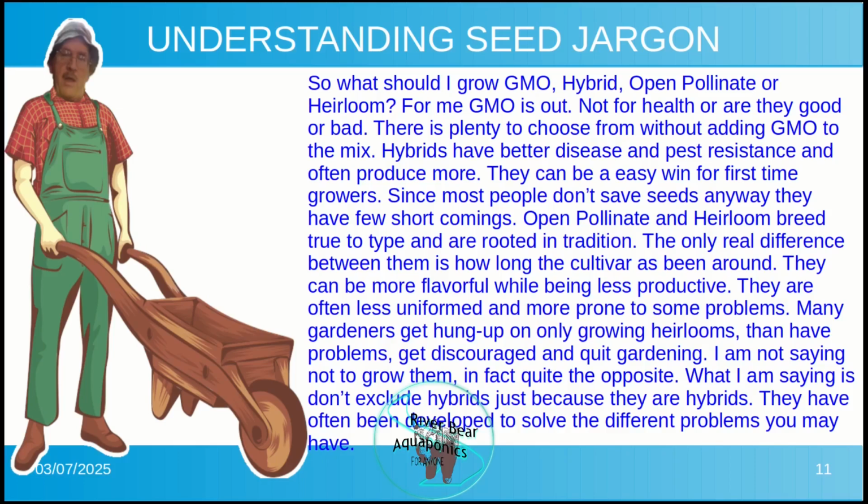Hybrids have better disease resistance, better pest resistance, and are often more productive. This can make them an easy win for first-time growers. Most people don't save their seeds anyway. Open pollinated and heirloom seed breed true to type and are rooted in tradition. The only real difference between open pollinated and an heirloom plant is how long that cultivar has been around. They often have problems. They're less uniform. Oftentimes they are less resistant to diseases. They can be less productive. Some people say they're more flavorful.